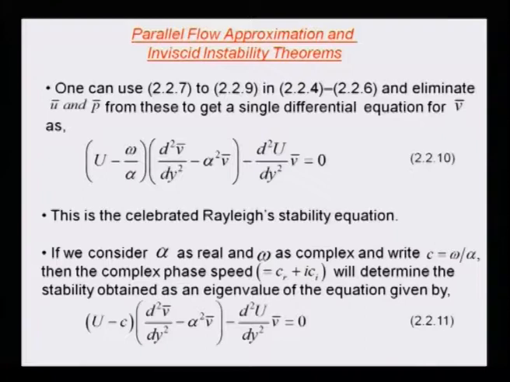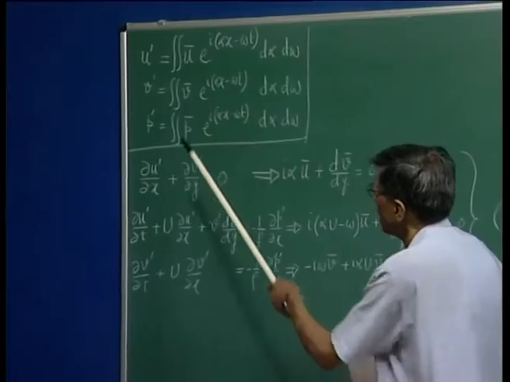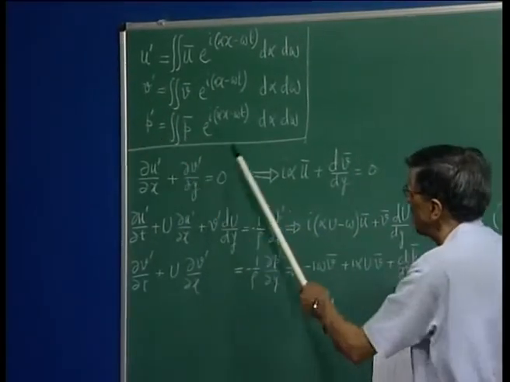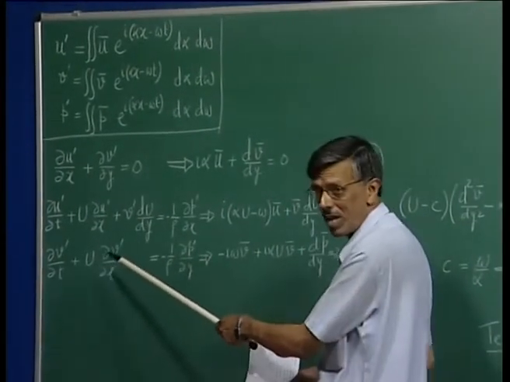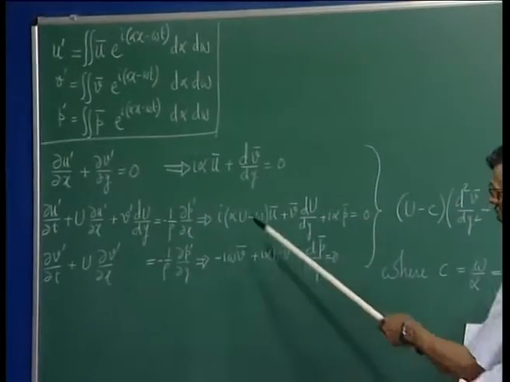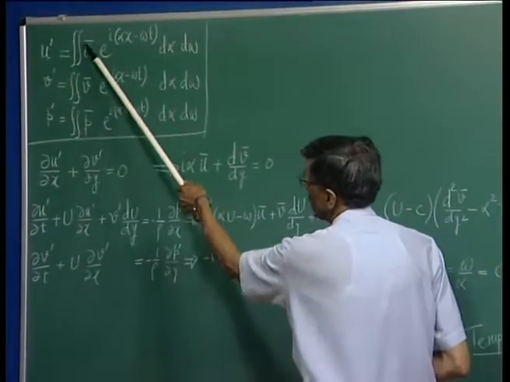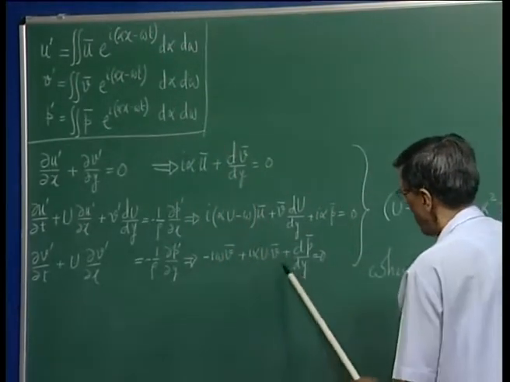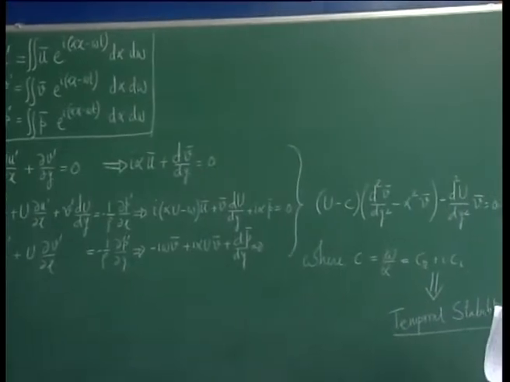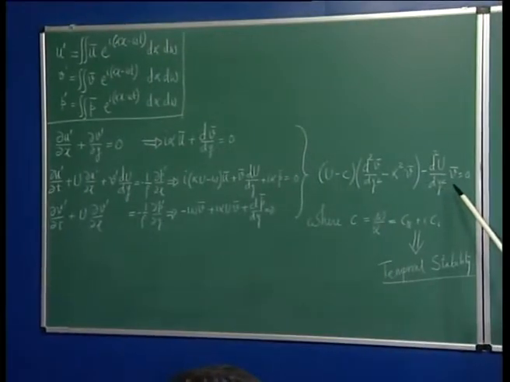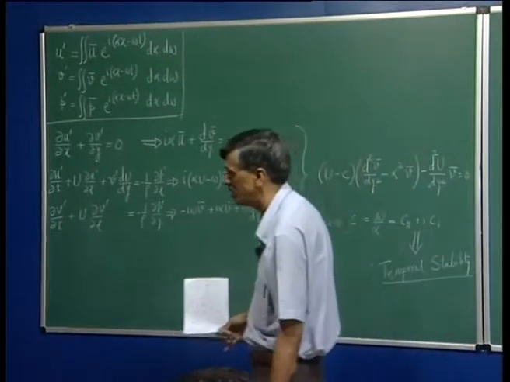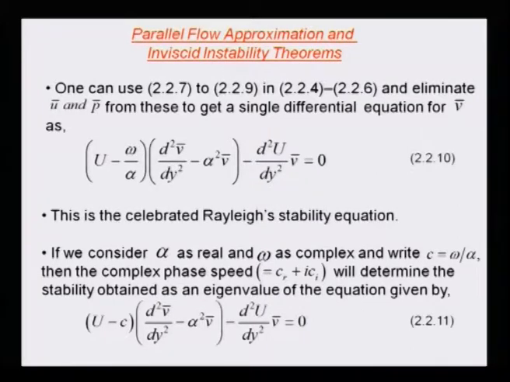This was derived by defining the velocity components and the pressure in terms of a Fourier-Laplace transform, plugging them into the disturbance equation that was derived, and that gave us this equation for the amplitude of all these disturbance quantities, right, u bar, v bar, p bar. From these equations we eliminated u bar and p bar to get a single equation, right. That's your Rayleigh stability equation. This is quite a famous equation, originally derived by Rayleigh in trying to track the inviscid instability of flows.